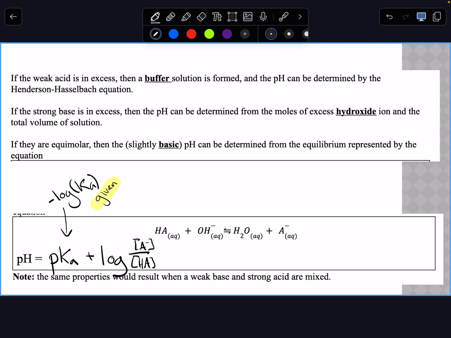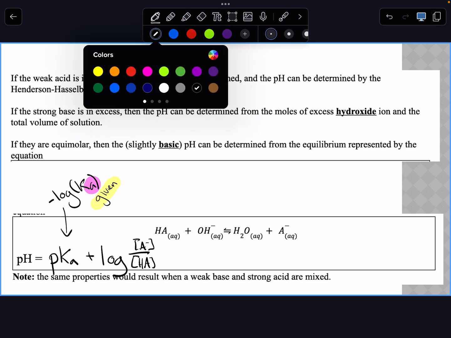Now, this one we just wrote is on our formula sheet. This would work only for acidic buffers, because notice A means acid, so Ka is an acidic buffer. If instead they gave you a substance that was a base and had a Kb value, we have to change the equation a little bit, and that one's not on your formula sheet.